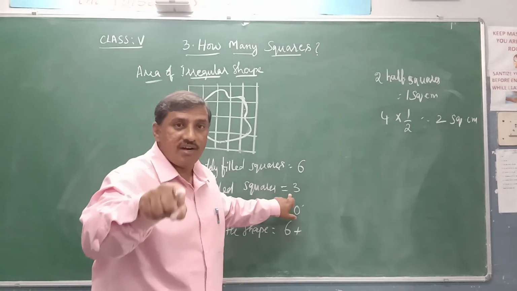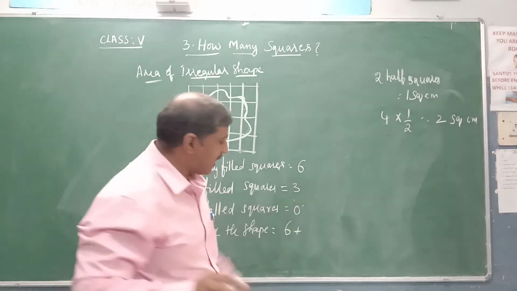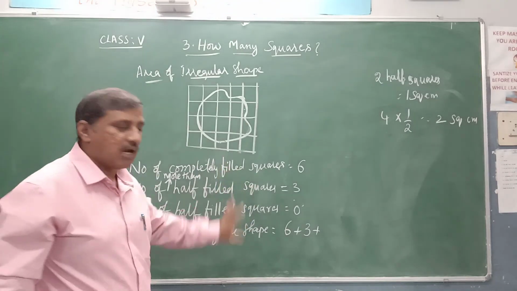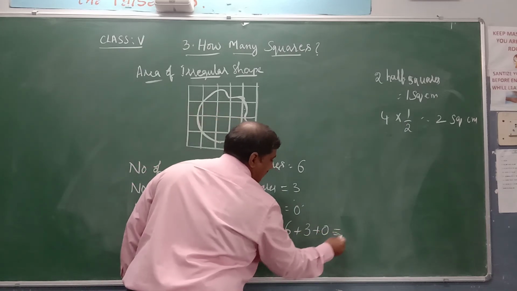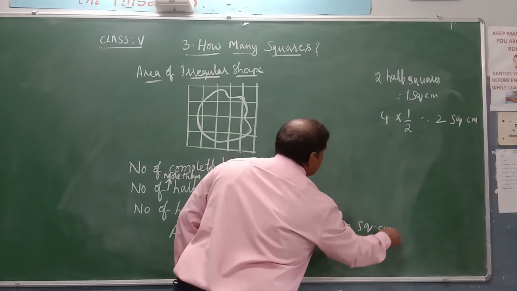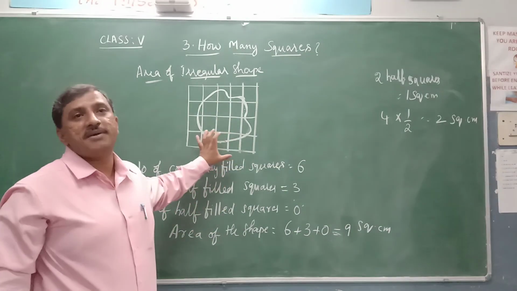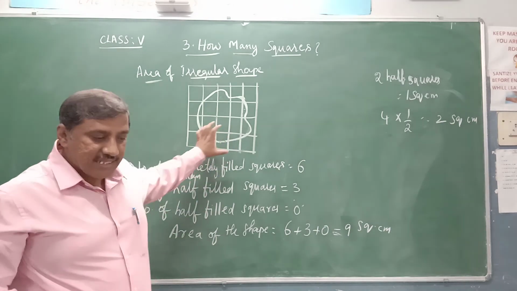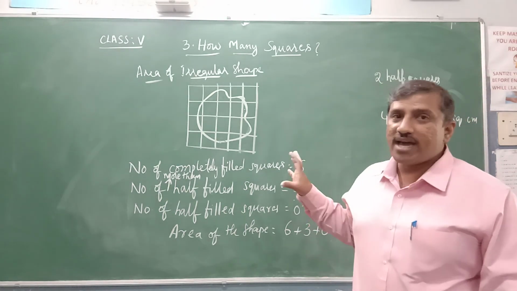And each more than half filled square is also 1 square centimeter. As here we have 3 squares, therefore it is 3 square centimeters. And half filled squares we do not have, so treat it as 0. 6 plus 3 is 9, 9 plus 0 is 9. 9 square centimeters is the area of this irregular shape. This is an approximate value, not the exact or accurate value. So like this, we will find the area of irregular objects by using the square grid paper.